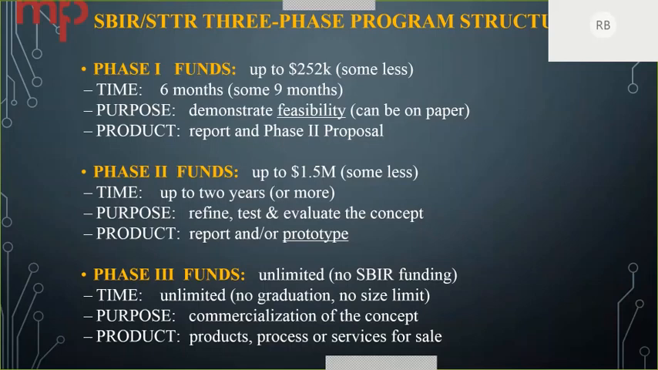Phase 2 is $1.5 million or less, same concept. If your budget shows and justifies 1.5 million, well, you may get 1.5 million. If it shows 500,000 or 750,000, and the government feels that it's justified, that's what you probably will get. It takes about 2 years, because what you're really looking for is to move from a feasibility study to developing a prototype.